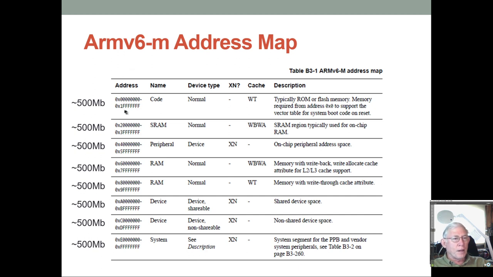Here's the whole address space. It's divided up into 1, 2, 3, 4, 5, 6, 7, 8 chunks of about 500 megabytes each. And this is generally what's going on there. There's really no reason for you to know this, but typically the static RAM starts at hex 20000000. The flash memory typically starts at 0 to just below the static memory. And then some of the peripherals are mapped in these other spaces, and then the system stuff happens in this upper address space.